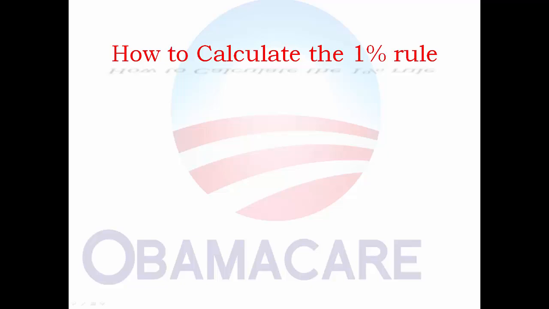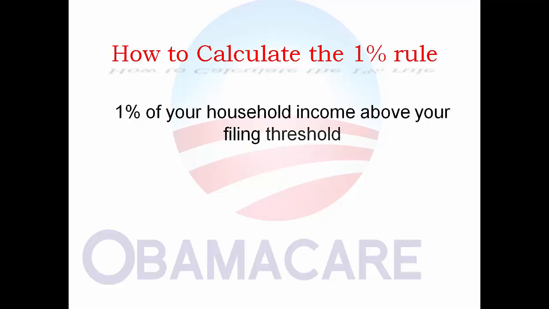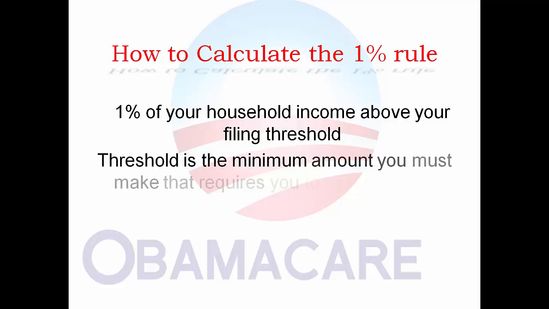To calculate the 1% rule, first we have to understand that it's going to be 1% of your household income above your filing threshold. So it's not 1% of your gross income, but 1% of your income above your filing threshold. Now, before you say, well, what's a filing threshold? A filing threshold is a minimum amount you must make that requires you to file a tax return.